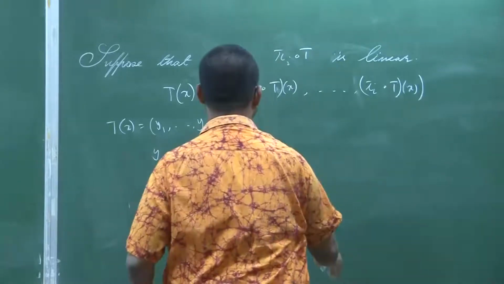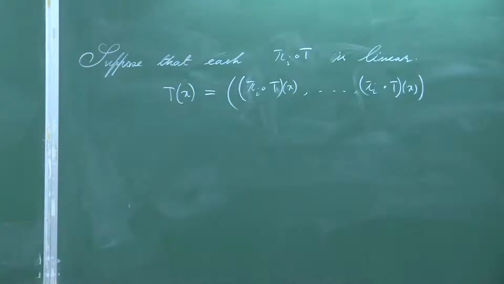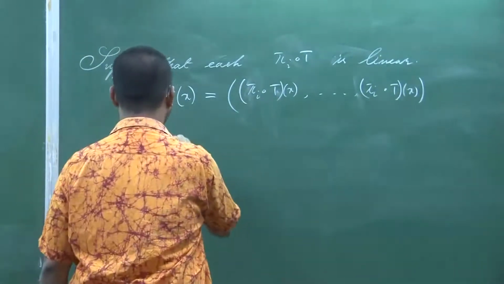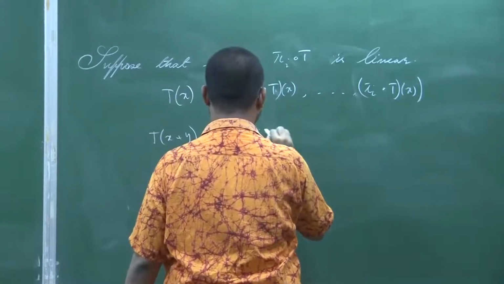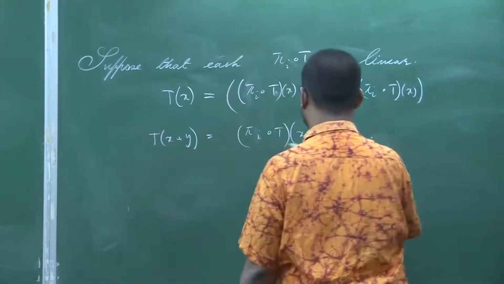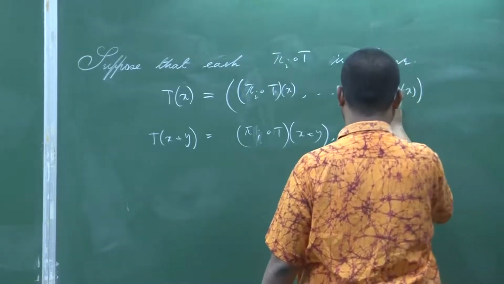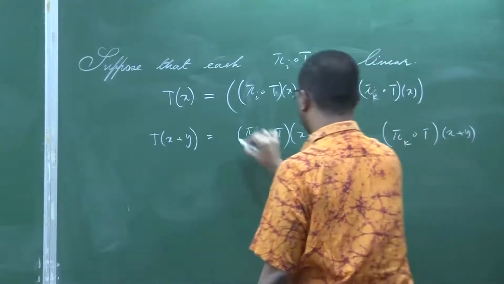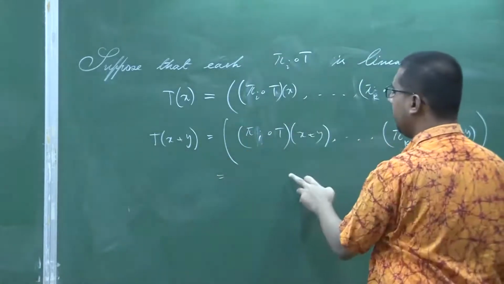So, T of x is generally this, and if we know that, then it is very easy to see that T of x plus y is pi 1 compose T of x plus y, up to pi k compose T of x plus y. Then it is very easy, you can write, since we have assumed all these are linear.